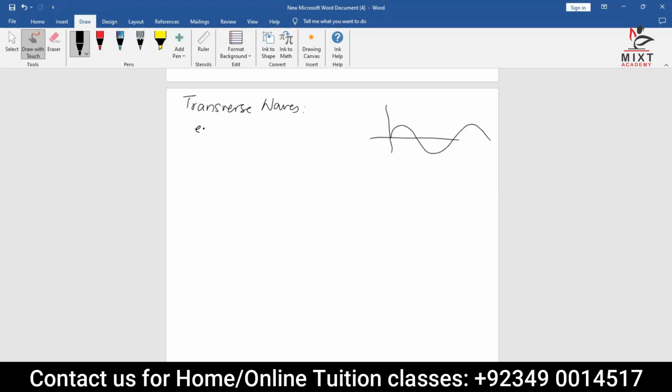Examples are water waves, sound waves, and light. Light is also one of them. Then we had gone through some of the characteristics of transverse waves, like crest.